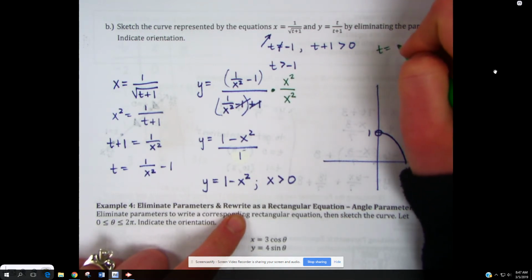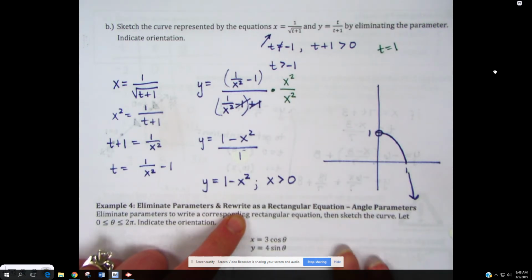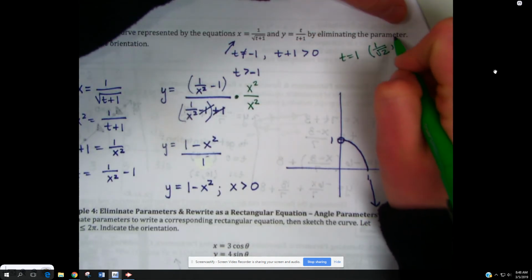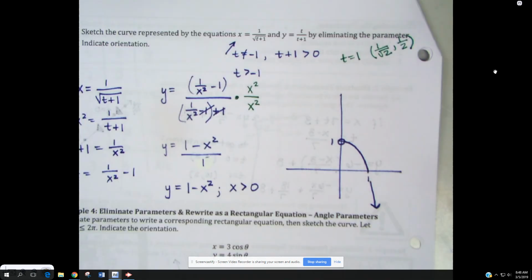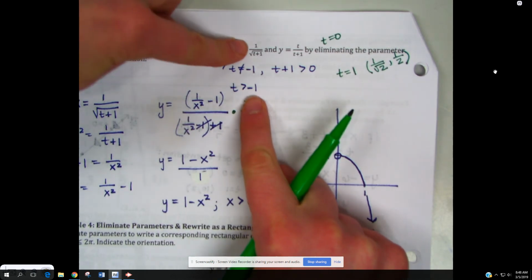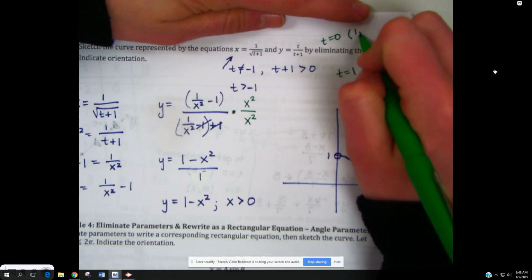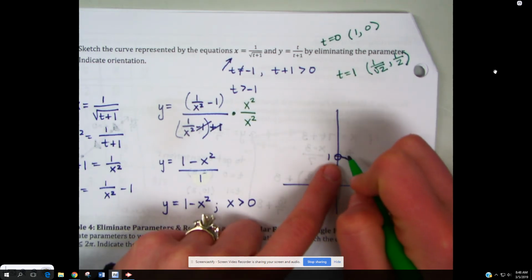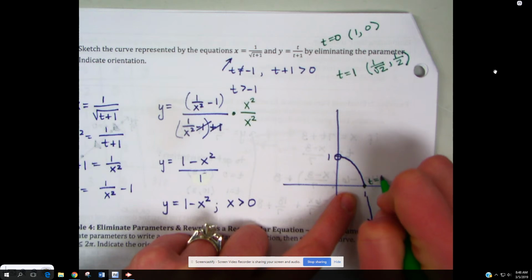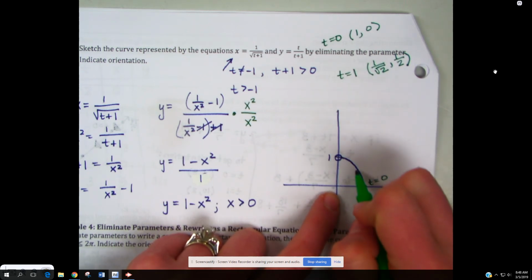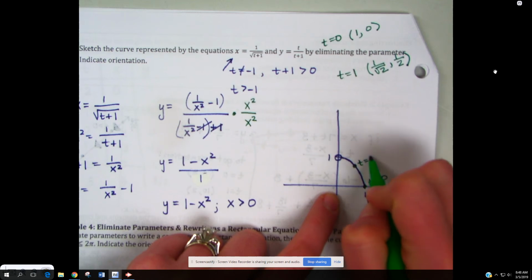If t is, let's see, 1, I would get 1 over the root of 2 and 1 over 2. And for a second, I thought I couldn't choose it, but you know what? We can choose t as 0. t has to be greater than -1. 0 is a lot easier to plug in. When t is 0, I would get 1 comma 0, 0 over 1. So that is t equals 0. And t equals 1 is actually smaller than 1, 1 over root 2. So t equals 1, I don't know exactly where it is, somewhere around here.